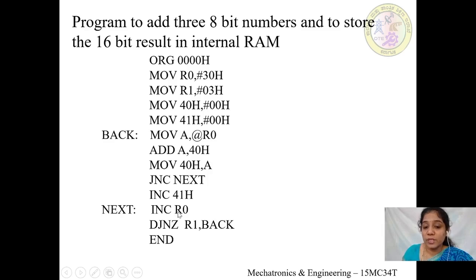Now it will point to the next memory location, but we have not given any data over there. Next is DJNZ R1, back. Now it will decrement to 0 and it compares. Yes, it has decremented to 0 and hence the loop does not go to the next execution. It ends the loop. So now let us check with an example.